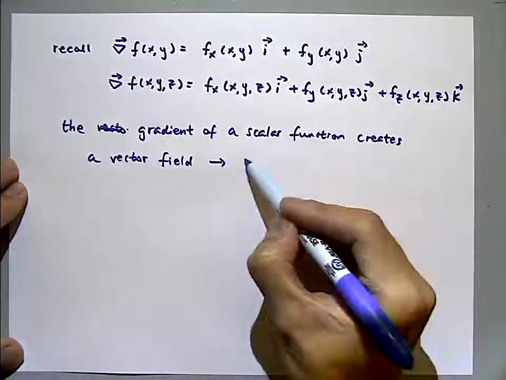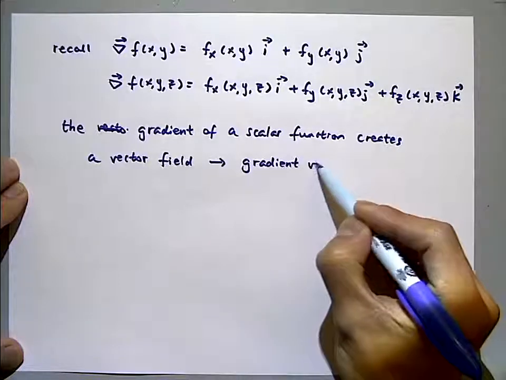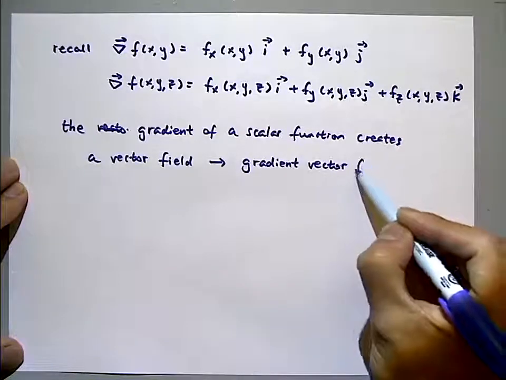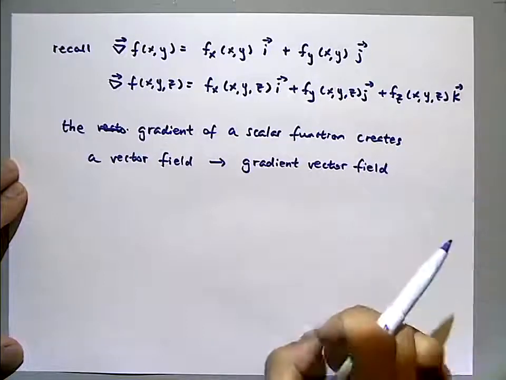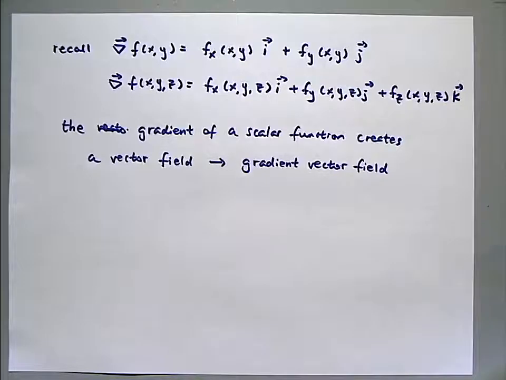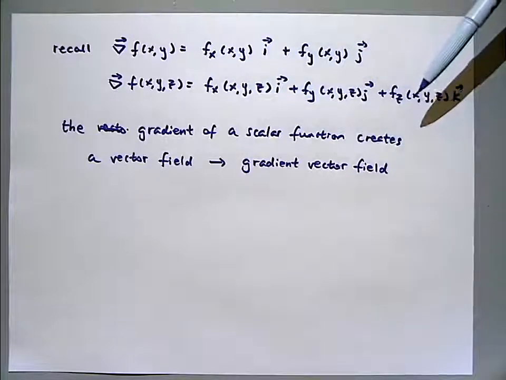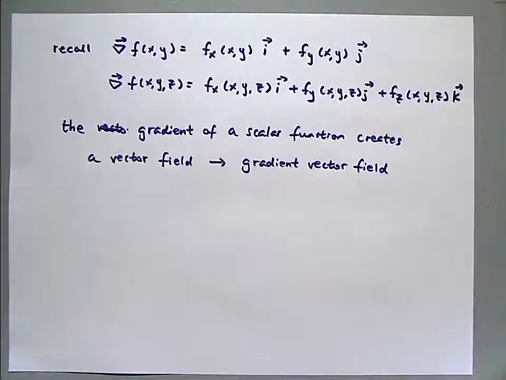And this is called the gradient vector field. Right, because for each single point in space, I can calculate f_x, f_y, f_z. And I can find out the magnitude, the direction, and all that stuff about every single vector associated with every point in space.